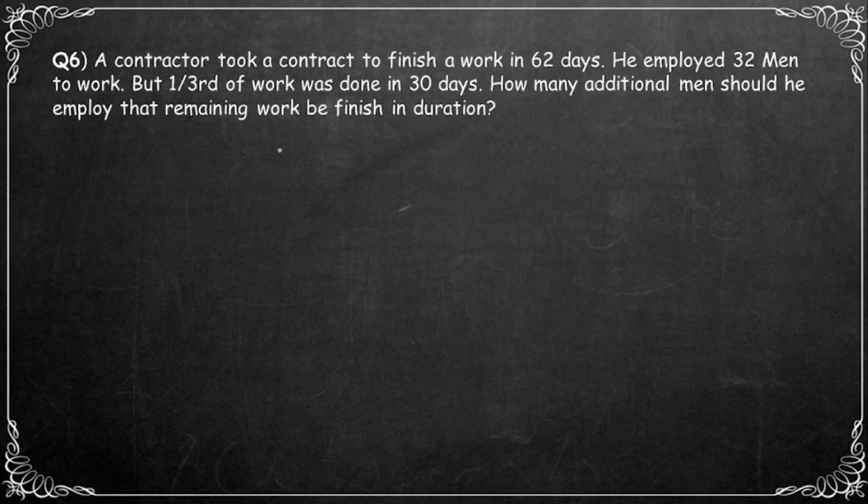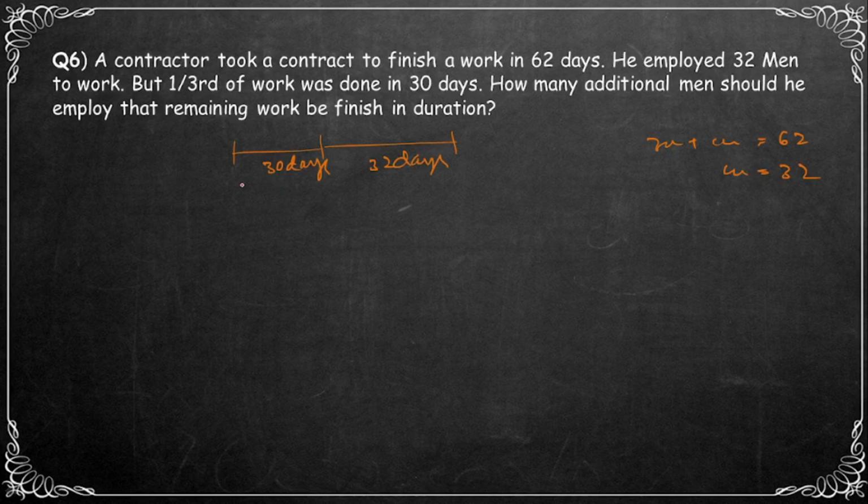So 62 days is the total duration, right? But it is split into two things. So first is 30 days. So total is 62, so 30 days plus some days is equal to 62. So that is equal to 62 minus 30, which is 32 days. So this is 32 days, right?